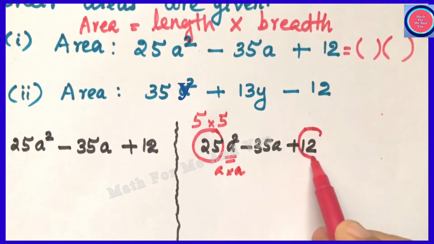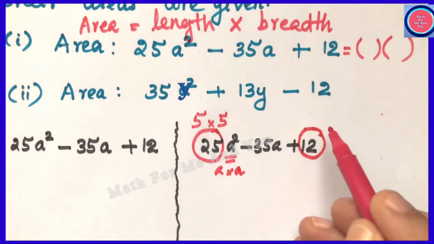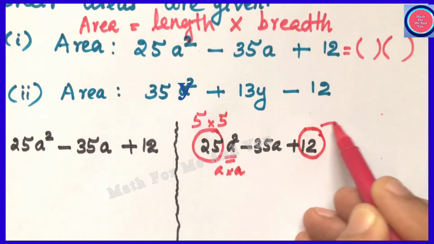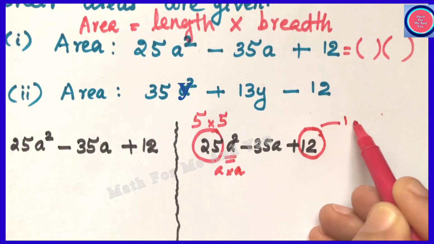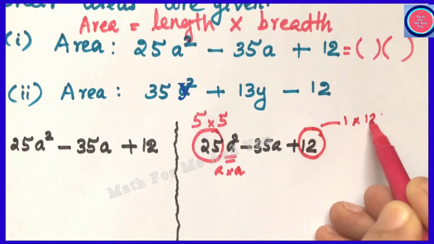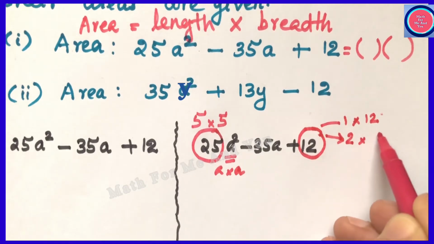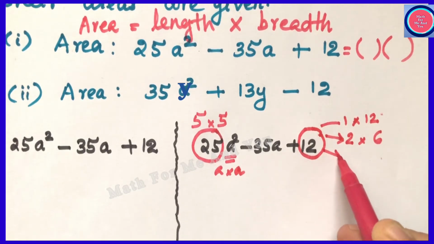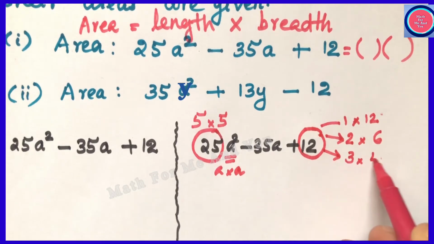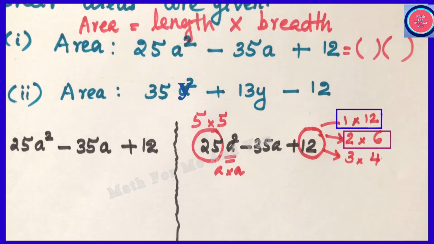Next we're going to write the factors of the constant 12. There are many factors. What are they? 1 times 12 is 12, so we can write 1 and 12 as factors. Then which two numbers multiply to give 12? 2 and 6, because 2 times 6 is equal to 12. Next 3 and 4. So the factor pairs of 12 are 1 and 12, 2 and 6, 3 and 4.